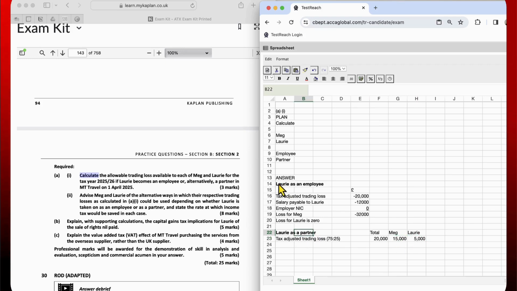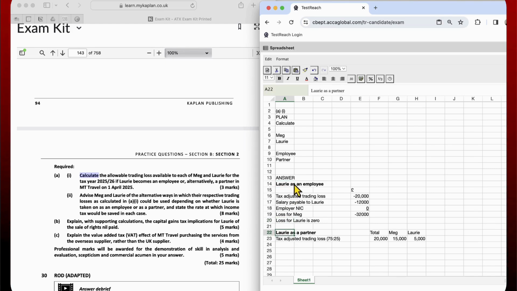I've used headings just to make it easier for them. I've mentioned Meg and Laurie twice. And therefore, if I go back and read the question one more time, calculate the allowable trading loss available to each of Meg and Laurie. So that means you have to consider Meg, then Laurie, consider them separately for the tax year if Laurie becomes an employee or becomes a partner.